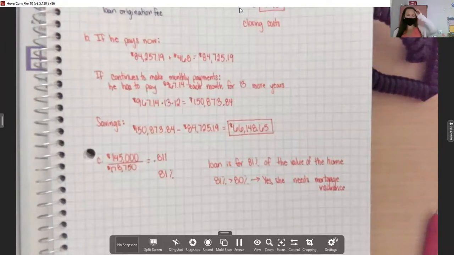So what mortgage insurance does, it doesn't help you as the buyer. It helps protect the lender. So it's not something you want to have. You don't want to have to pay mortgage insurance.